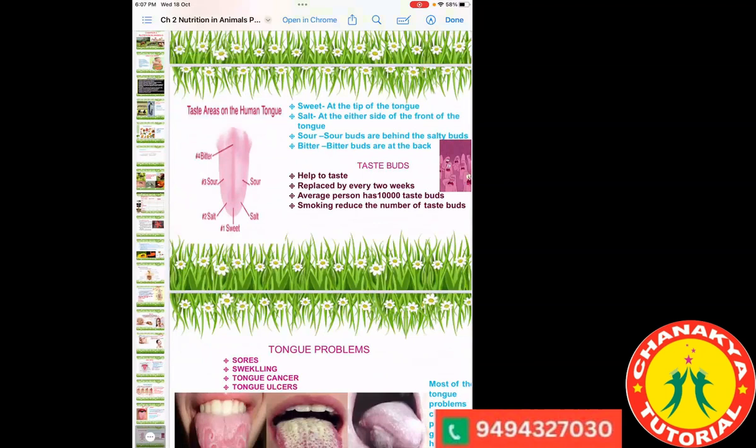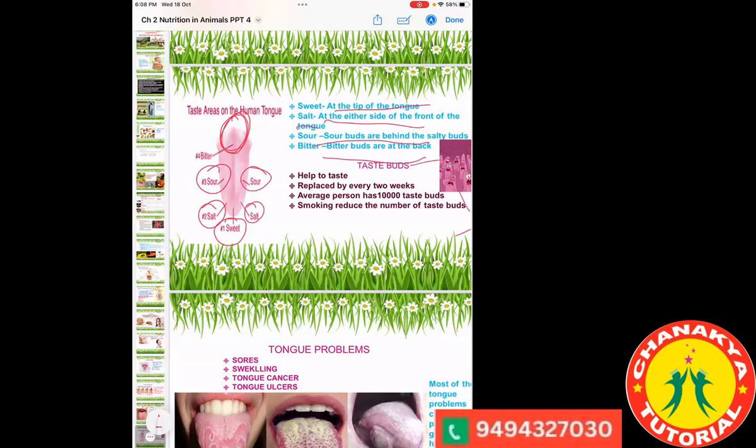Now, different kinds of taste are there. The front part of the tongue is for sweetness. Beside the sweetness, the salty taste will be there. Behind the salt, it is sour in taste. And last, at the back of the tongue, the bitter taste will be there. That is how, if we eat something sweet, we feel like our whole mouth has become sweet. But no, generally only the front part of the tongue gives the sweet taste. So sweet at the tip of the tongue, salt at either side of the front of the tongue, sour behind the salty buds, and bitter at the back.